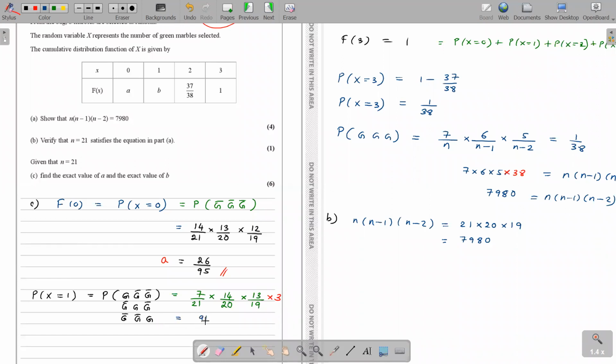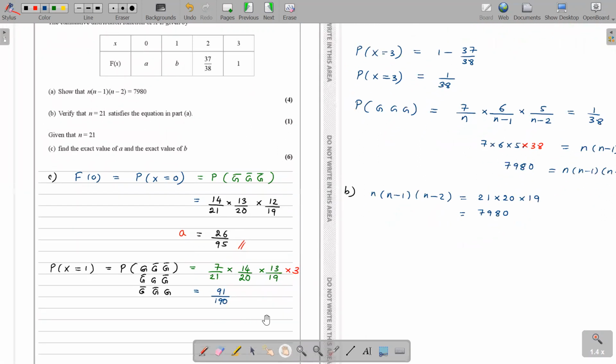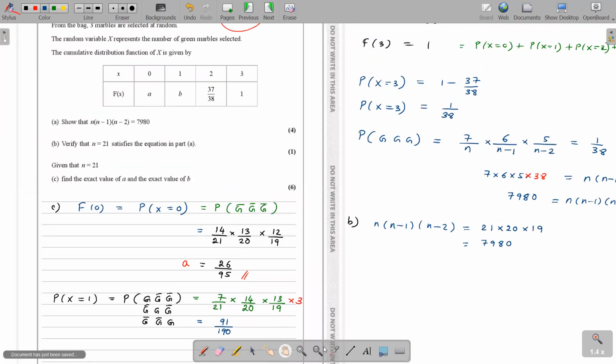What's the probability that x equal 1? 91 over 190, right? So multiply. Okay, this probability is 91 over 190. Then I'm given the probability x equal 1. Now, does this mean that this is my B value?